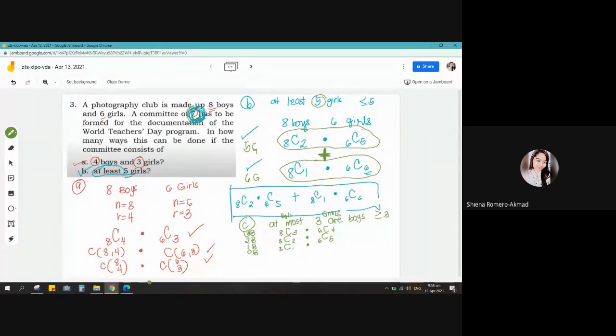Kung isa yung pinili ko sa lalaki, ilan ang pwede kong piliin sa babae? To form a 7-member committee. 7 ha. 7 yung members. 6. So that's combination of 6 taken 6. Paano kung walang lalaki? Ilan sa babae? 7? Pwede ba 7? Pwede bang 7? Eh, ilan lang yung babae natin?